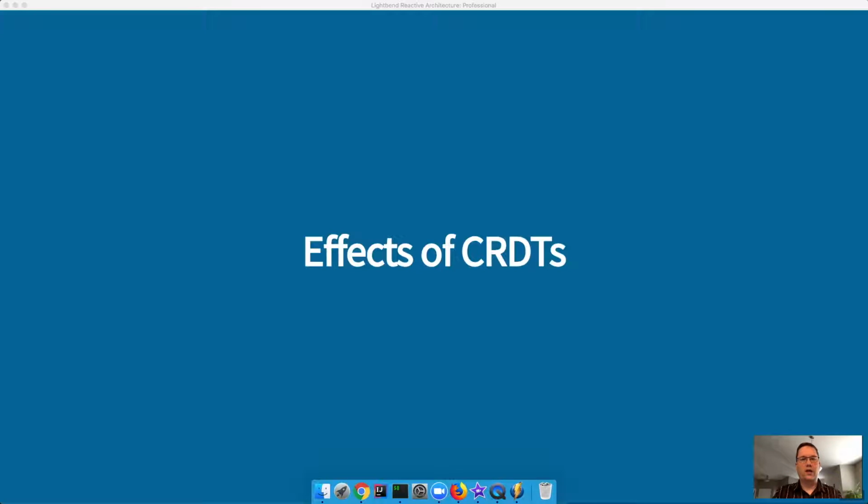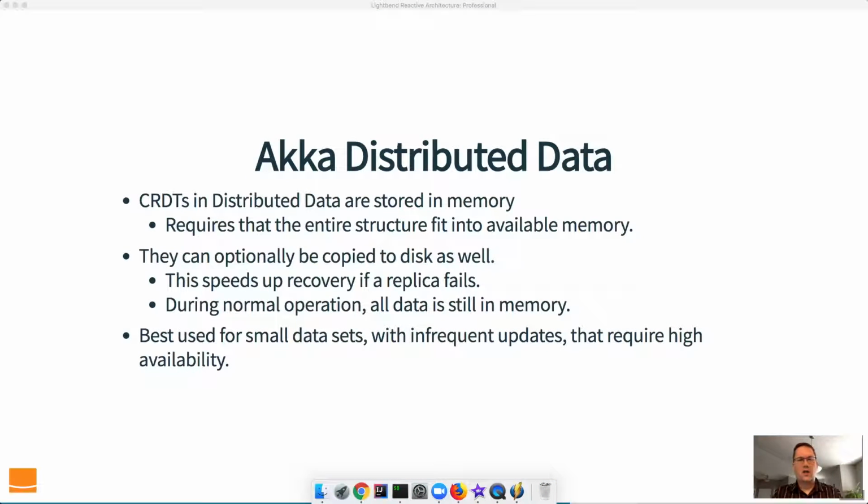CRDTs, like sharding, are a powerful tool, and like sharding, we need to understand when it's appropriate to use them. So we have to recognize what the benefits and consequences of using CRDTs are. So in distributed data, CRDTs are stored in memory. That has consequences associated with it. It requires that the entire structure be able to fit into the available memory.